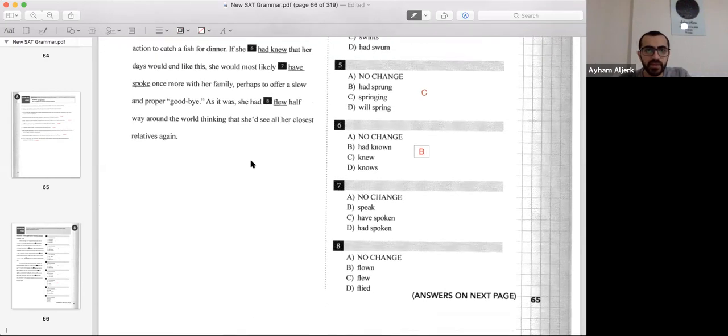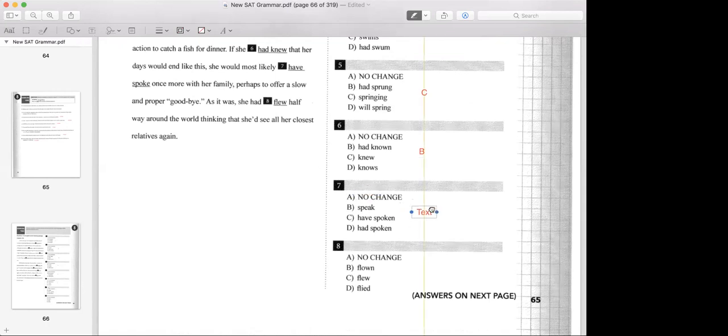7. "That her days would end like this. She would most likely have spoke." Again, spoke is the second form. What is the answer? Spoken. Have spoken. And that's C.